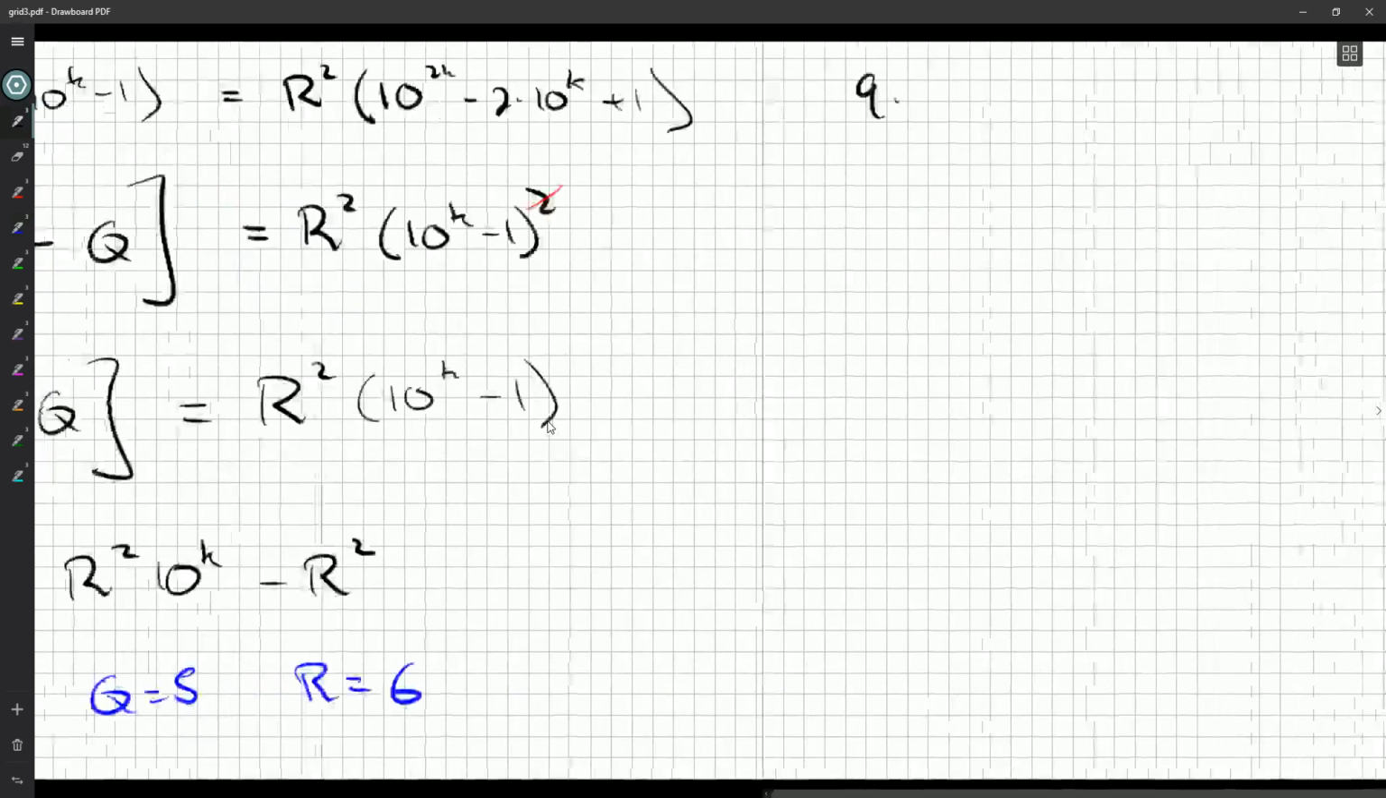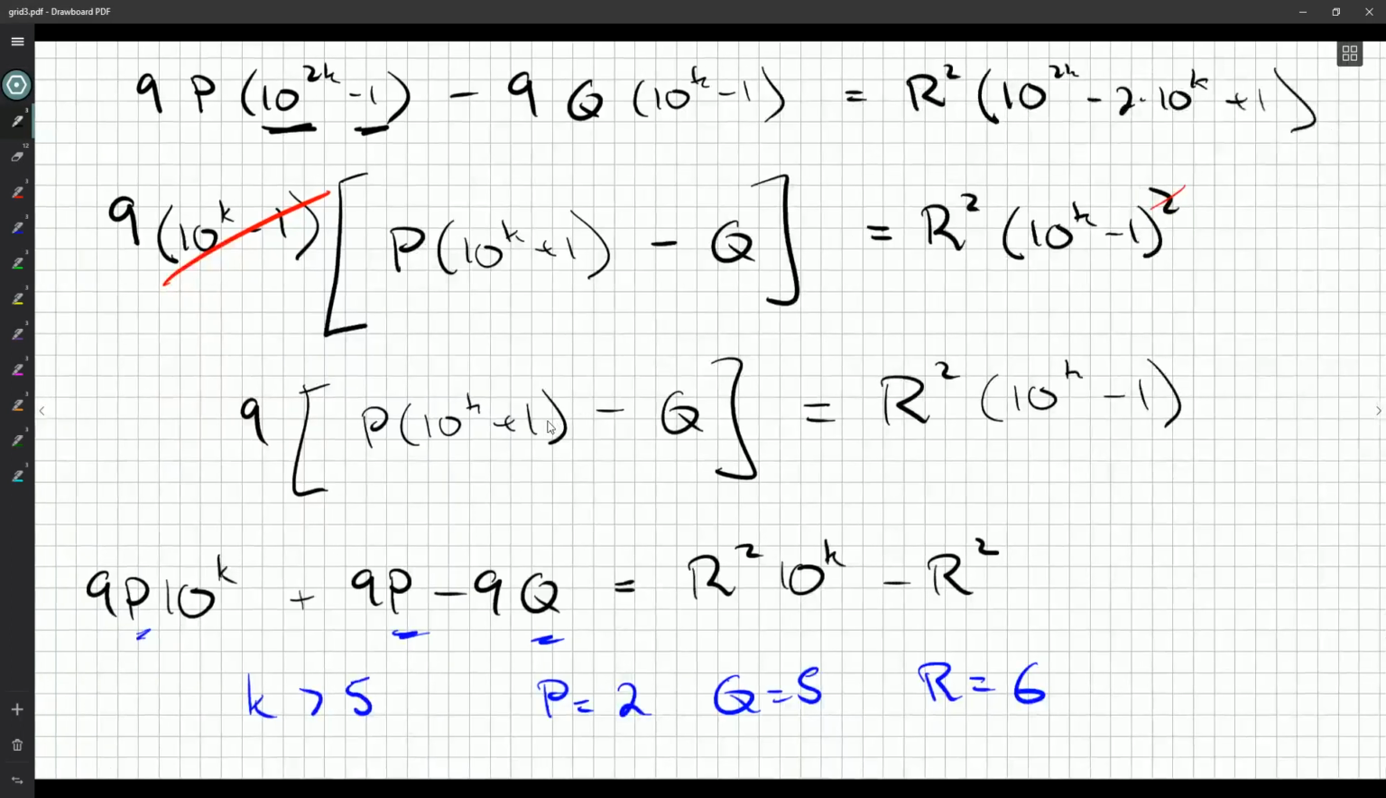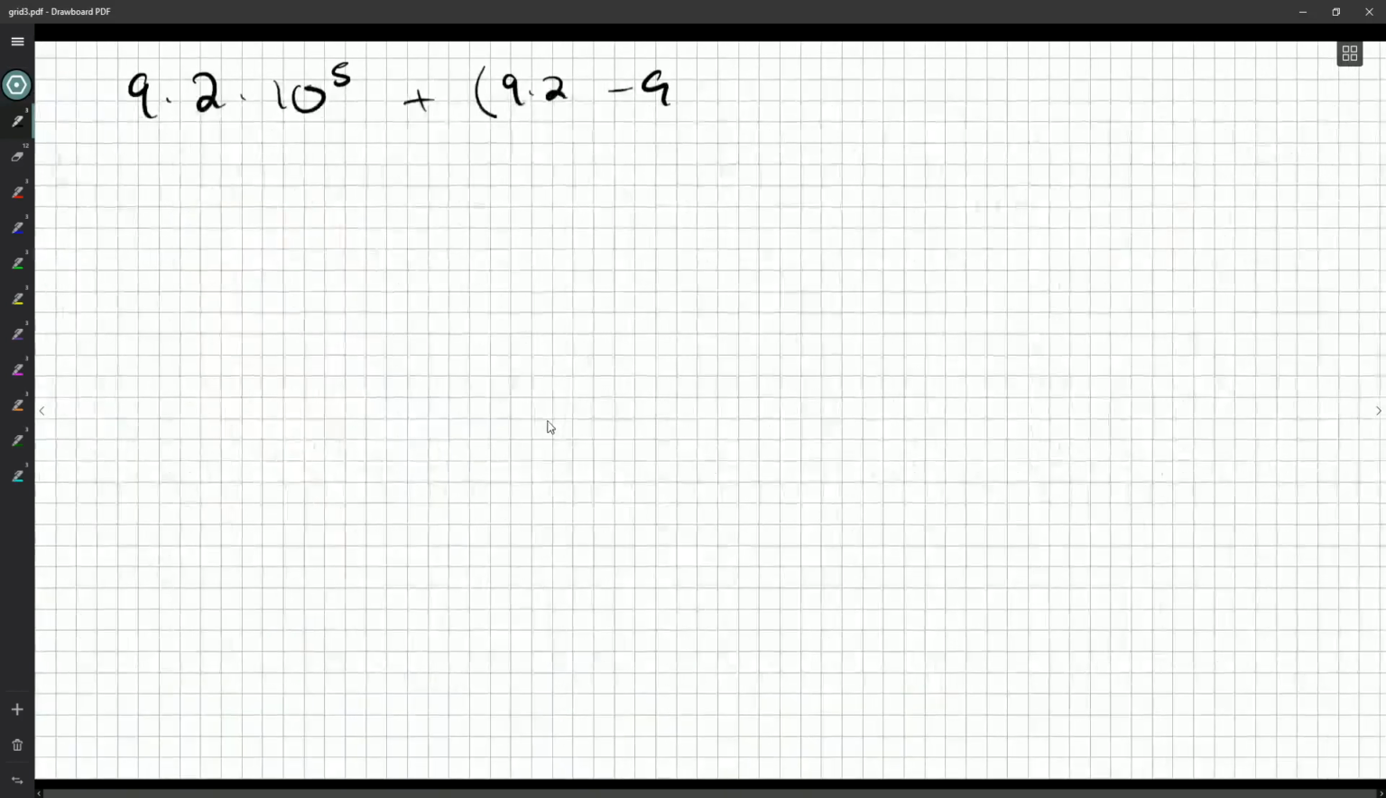So we'll get 9 times, oh gosh, what did I say they were? 2, 5, 6. I should have just said something like 2, 3, 5. But I was just trying to be random. To the power of 5 plus 9 times 2 minus 9 times... I guess maybe I should make q smaller than p. So we'll make it 1 just so the math works out, and r is 6. And so then we get 6 squared times 10 to the 5 minus 6 squared. Okay. Or actually, maybe it should have been 5.